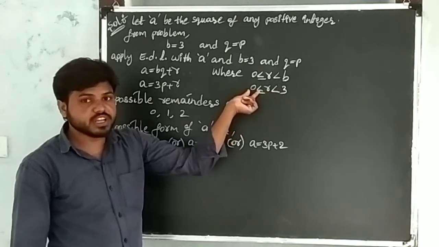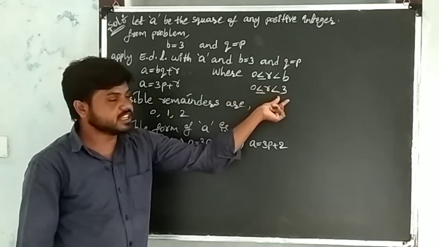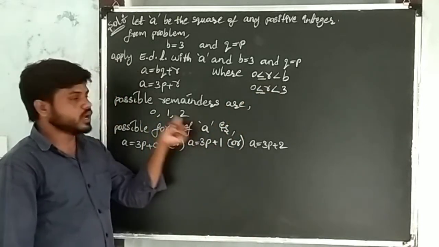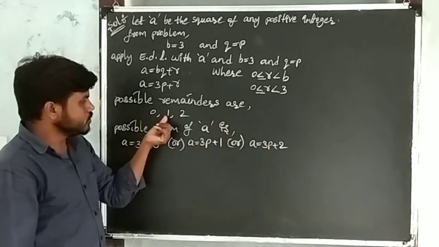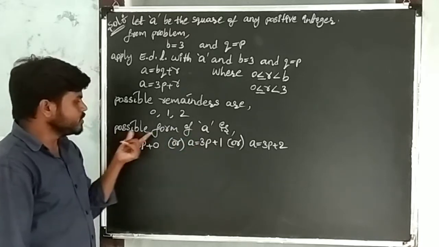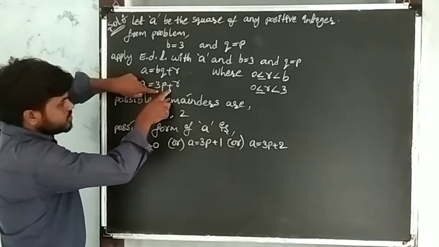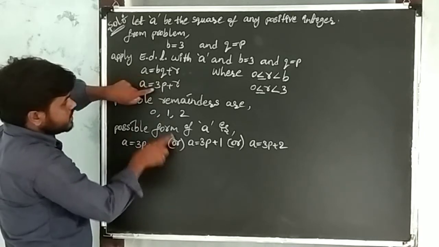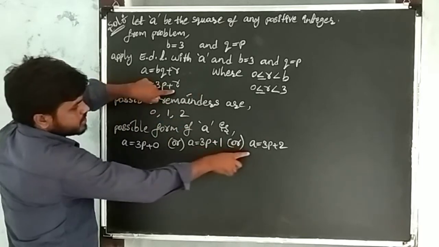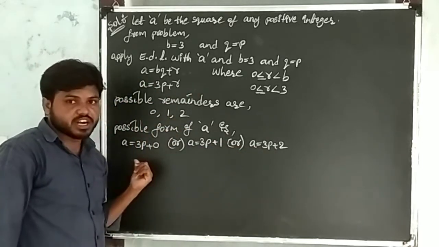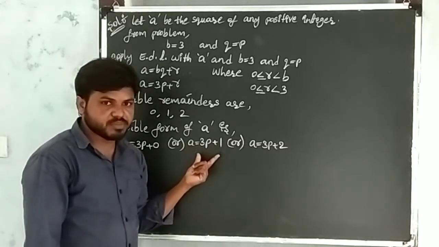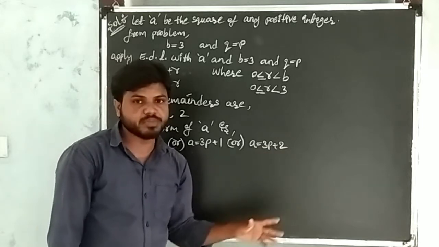Here, the remainder is greater than or equal to 0 and it is less than 3. From this we can say the possible remainders are 0, 1, 2. From these possible remainders we get the possible form of a: a equal to 3b plus 0, or a equal to 3b plus 1, or a equal to 3b plus 2 is a possible form of a.